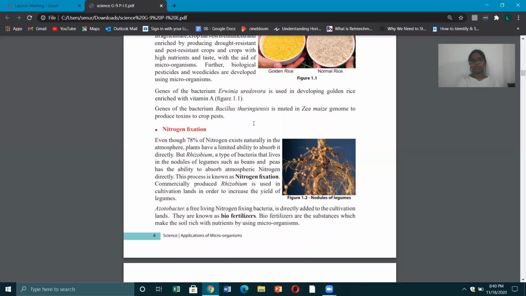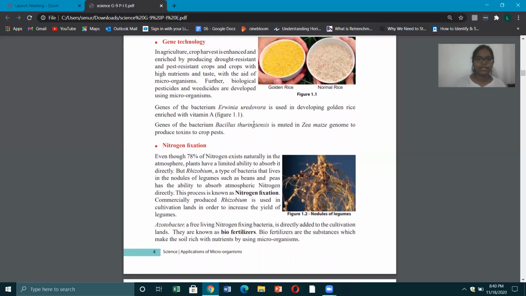The next one is genes of the bacterium Bacillus thuringiensis are inserted into the Zea maize genome to produce toxins to crop pests. Okay? Now, these genes of this bacterium, Bacillus thuringiensis, have been joined with maize. Why? To produce toxins to crop pests.